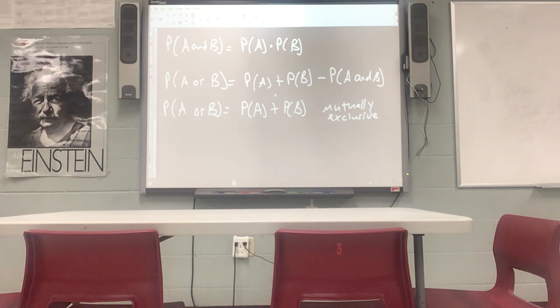We'll talk about that when we get there, what it means. Because both of those, the second one and the third one, say or. So the probability of this happening or the probability of that happening. But if one of them depends on the other or not, you have to take that into account. So we'll talk about that.